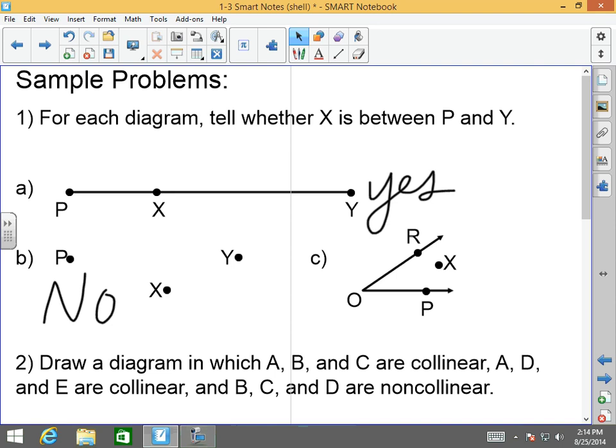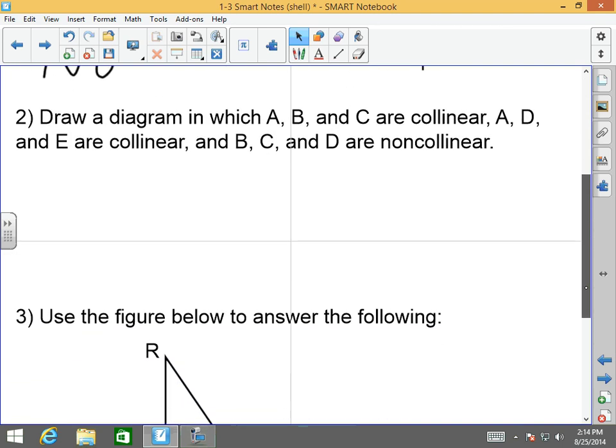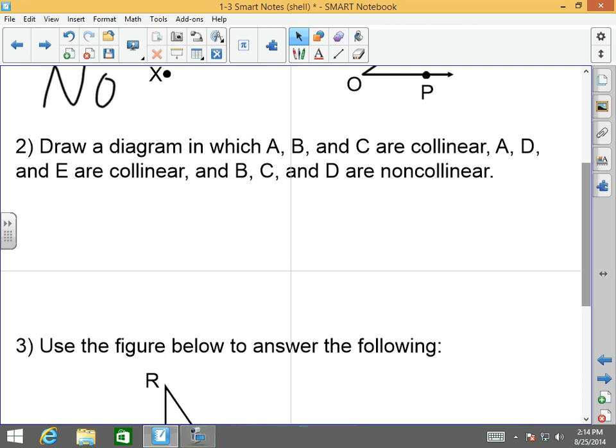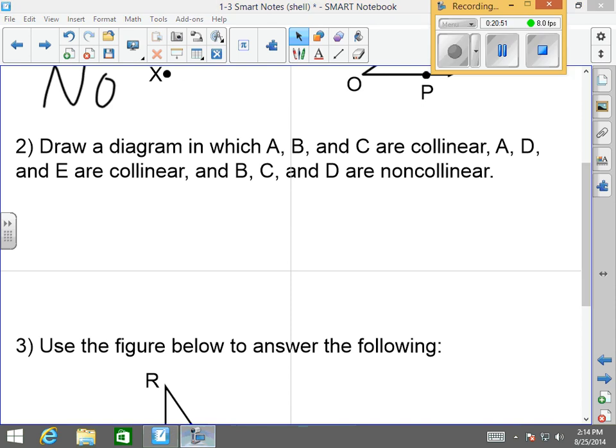All right, next. Number 2. Draw a diagram in which A, B, and C are collinear, A, D, and E are collinear, but B, C, and D are non-collinear. See what you can think up. I'll give you a second here. I'll pause it.